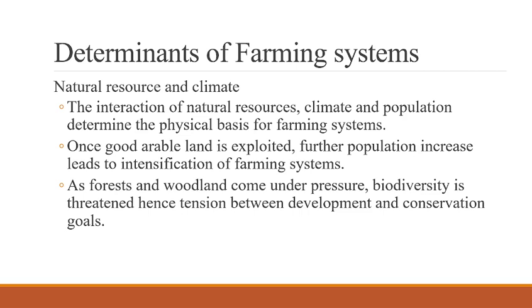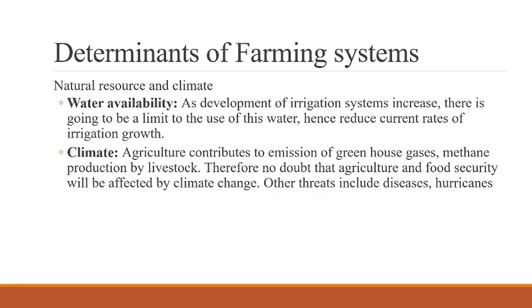Talking of natural resource and climate, we are looking at water availability. Yes, farming without water is impossible, and you can agree with me. Farmers depend on water for farming, so the availability or scarcity of water resources determines the type of farming system to embark on. For example, people will engage in irrigation farming when water resources are available.